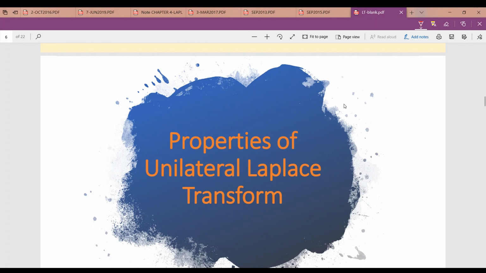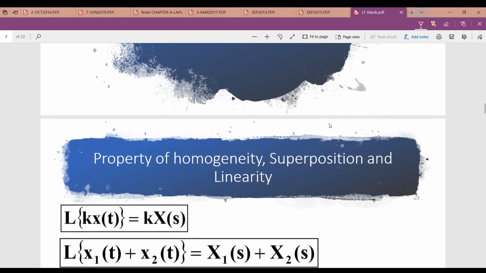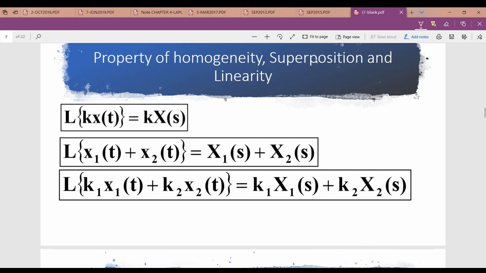Okay, now I would like to discuss some properties of unilateral Laplace transform. The first is the property of homogeneity, superposition and linearity. What is homogeneity? Homogeneity means when x(t) in time domain is multiplied by any constant k, then when we convert x(t) into X(s) in S domain, the k is also multiplied. This is a property. The second one, superposition, means we add two signals x1 and x2 in time domain, and when we convert to S domain, they are also added. That is a property you must remember.